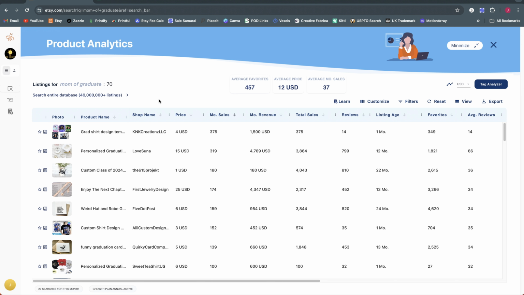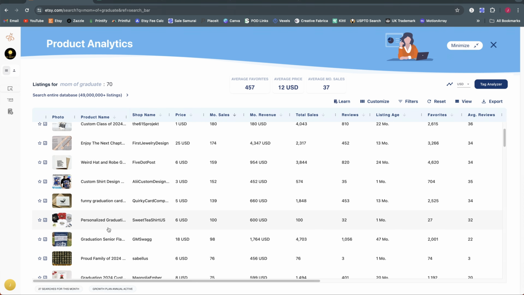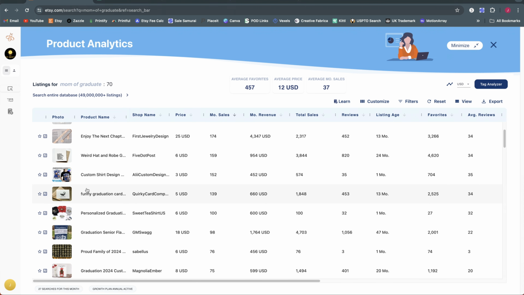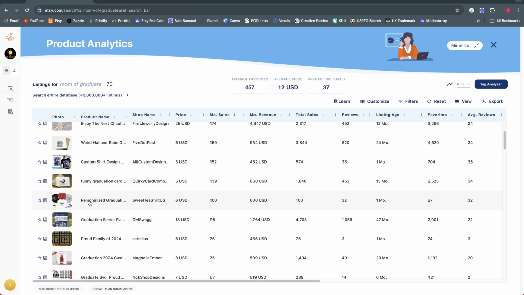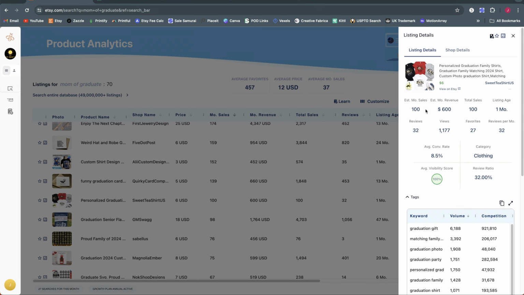We weren't seeing a whole lot of t-shirts, sweatshirts for those other searches. But now we're going to see a little bit of a difference here with the mom of graduate search. So what we've got is some listings that actually are still personalized, but they're t-shirts or other apparel. Here's a couple with over 100 monthly sales. Here's one actually with exactly an estimate of 100 monthly sales. Let's take a look at that one.